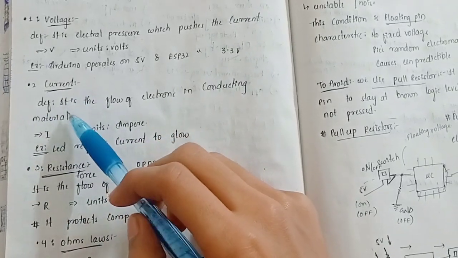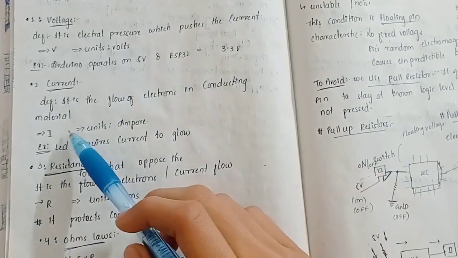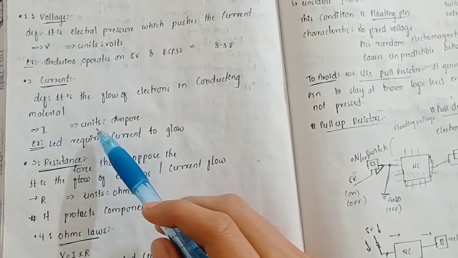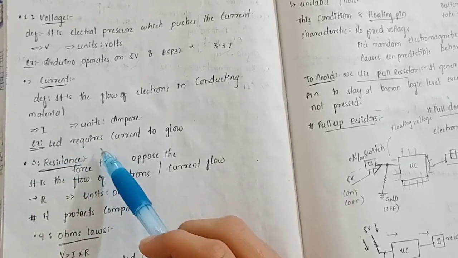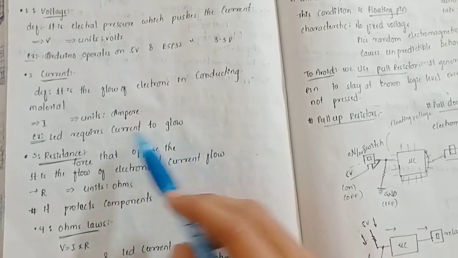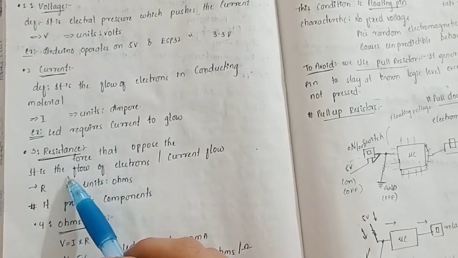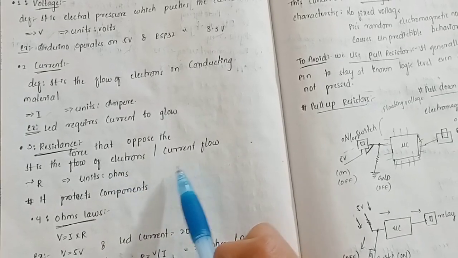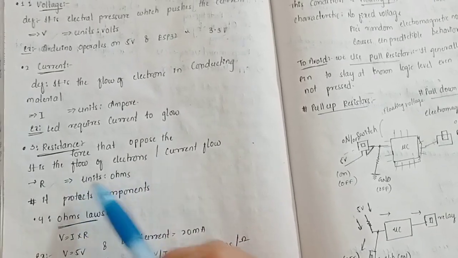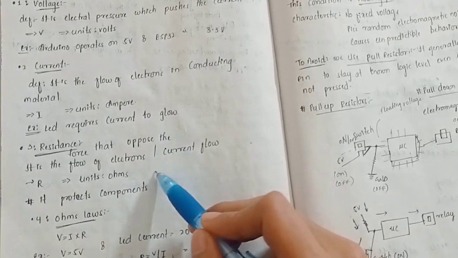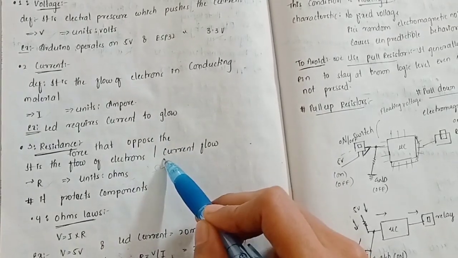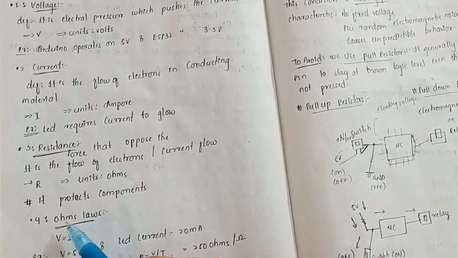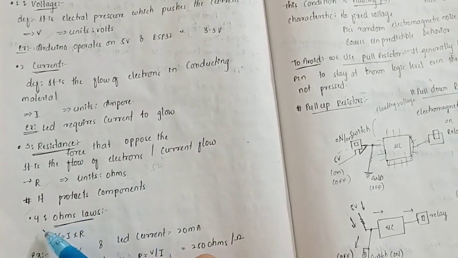Current is the flow of electrons in a conducting material or a medium. It is denoted by I and units are amperes. LED requires current to glow, which is measured in amperes. Resistance, it's the force that opposes the flow of electrons or flow of current in a conductor, which is represented by R, and the unit are ohms, which is represented with the Omega symbol. Generally, resistance is used for protecting the components from burning out.